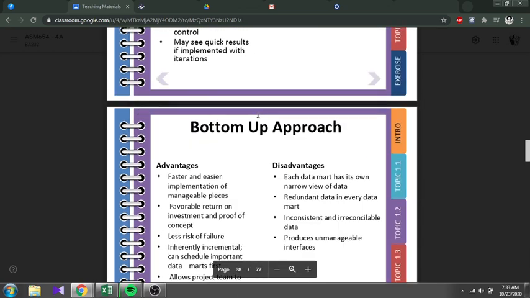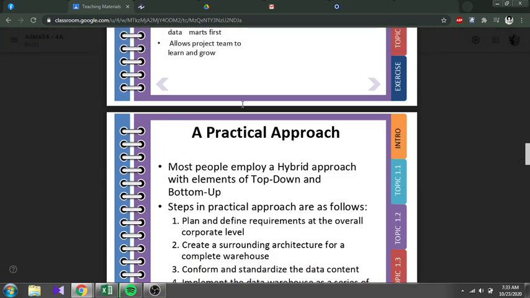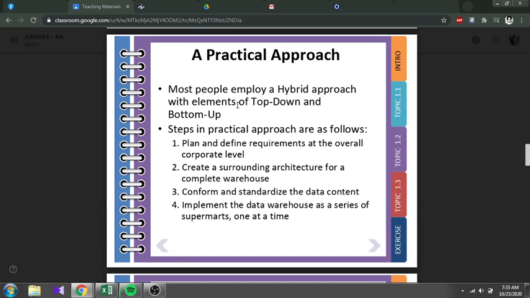Make sure you can distinguish between these two. We go to the practical approach. Most people employ a hybrid approach with elements of top down and bottom up. That's why I said tak ada yang salah, tak ada yang betul. Sebenarnya they can do both, bottom up ke top down ke. So steps in practical approach are as follows: plan and define requirements at the overall corporate level, create surrounding architecture for complete warehouse, confirm and standardize the data content, implement data warehouse as a series of supermarts one at a time. I think this step ni kena follow kot, kena remember kot.